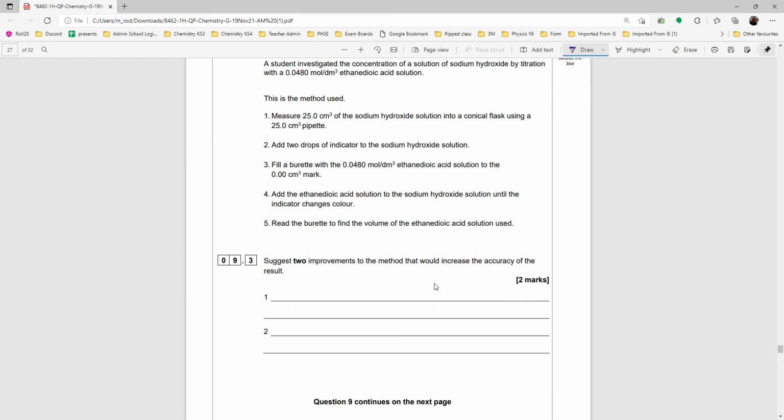Students investigate the concentration of sodium hydroxide by titration with ethanoic acid solution. So first of all, this is their method, and they want to know 2 improvements. Well, as a general rule, if they don't include a white tile, you should say there's a white tile that's required to see when the indicator changes. Also, you're going to have at least 3 titres within 0.1 centimeters cubed of each other and do an average.